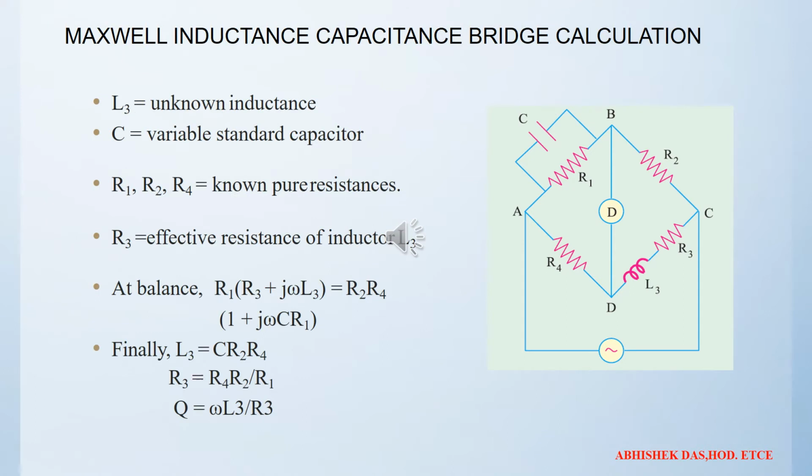And here you can see the mathematical expression of the Maxwell inductance capacitance bridge, where L3 is the unknown inductance, C is the variable standard capacitor, R1, R2 and R4 are the known pure resistances, and R3 is the effective resistance of L3. You need to balance the bridge with the help of the impedance value of each arm, and from there we can calculate the unknown inductance with respect to the variable standard capacitor, and also the quality factor of the Maxwell inductance capacitance bridge.